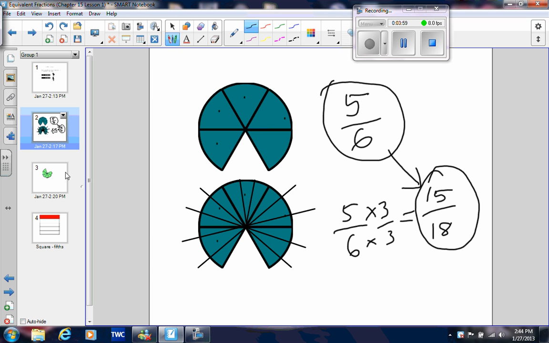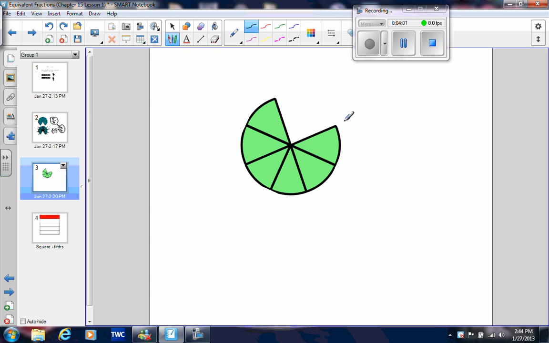All right, let's try another one here. This one I did on purpose in this way so that you can see that we don't always have to multiply. In this case, you can see I've got 1, 2, 3, 4, 5, 6 pieces here.